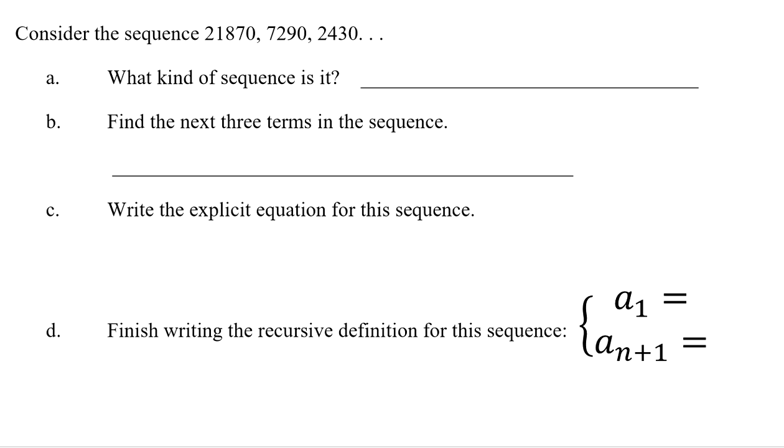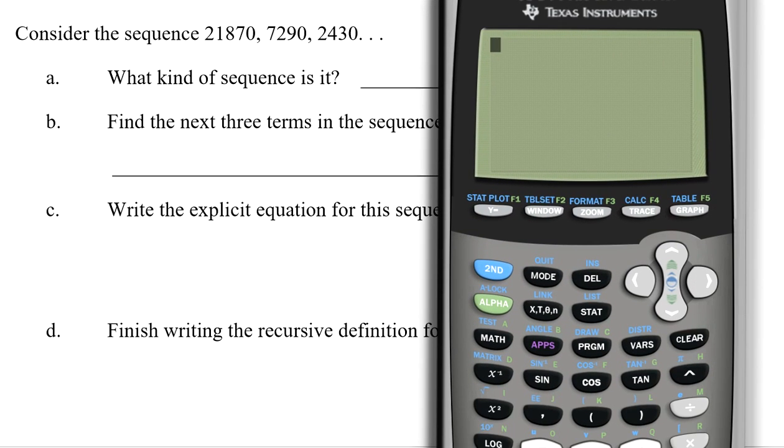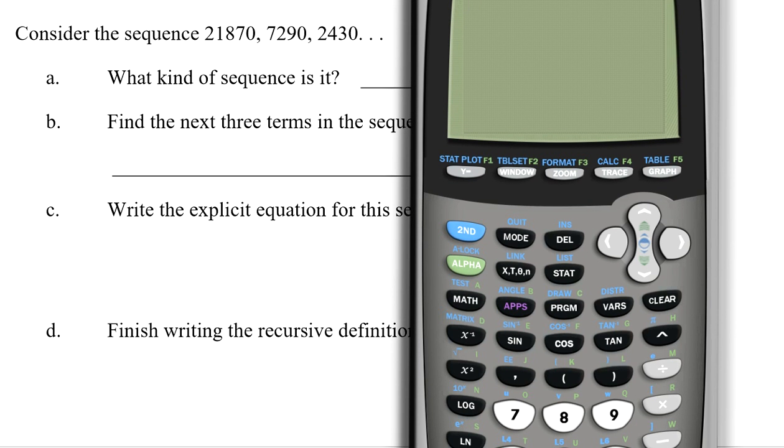Consider the sequence 21,870, 7,290, 2,430. What kind of sequence is this? Well, I'm either using repeated multiplication or repeated addition. These numbers are getting smaller as I move forward, right? This is a decreasing sequence, so I'm either adding negative numbers, or I'm multiplying by fractions less than 1, or dividing by something. So let me look at two of these.